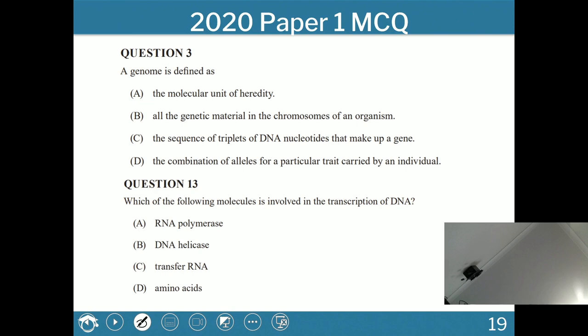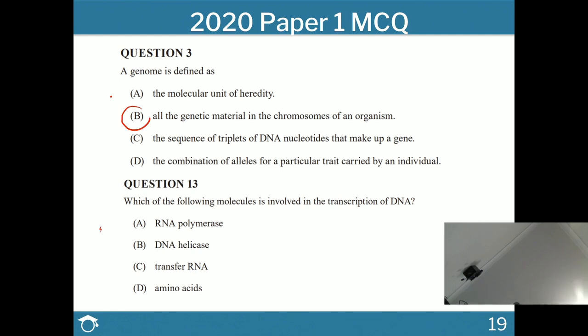So first of all, when I'm coming through a multiple choice question like this, I want to look at all of the answers before choosing an answer. So I've got a genome is defined as, remember, a genome is all of the varieties of genes within a particular organism, or the combination of all genetic material in an organism. So by far the option that matches that the most is option B.